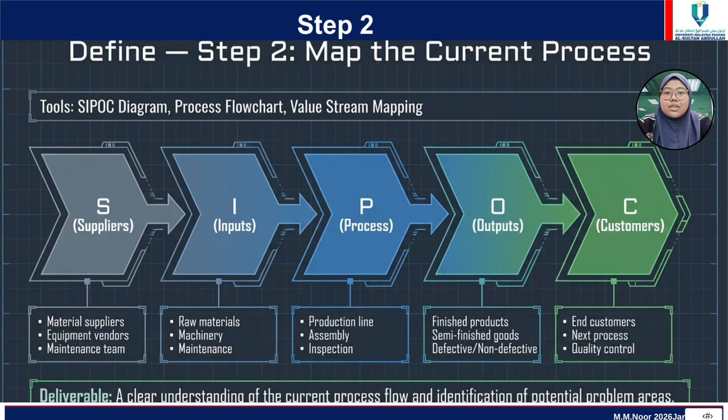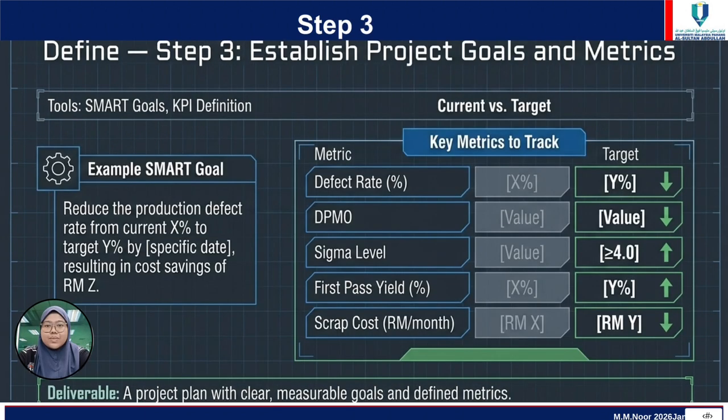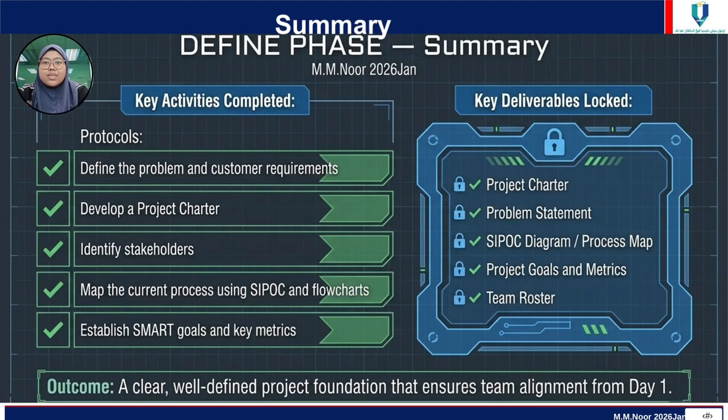Next, customer requirements are identified. This is important because improvement should focus on what customers value most. After understanding the problem and customer needs, the team develops a project charter. This document outlines the project scope, objective, timeline, and responsibilities. In summary, the Define phase ensures that everyone understands the problem and agrees on the project goals before moving forward.